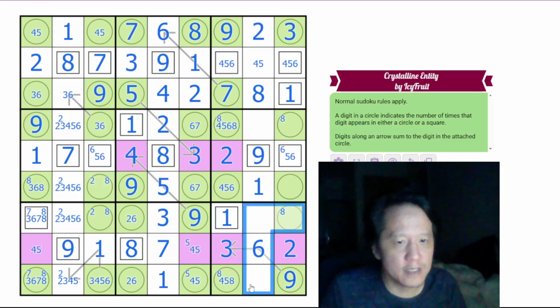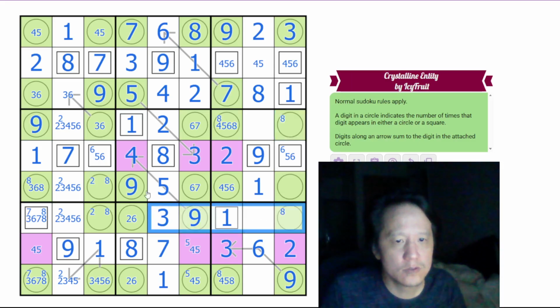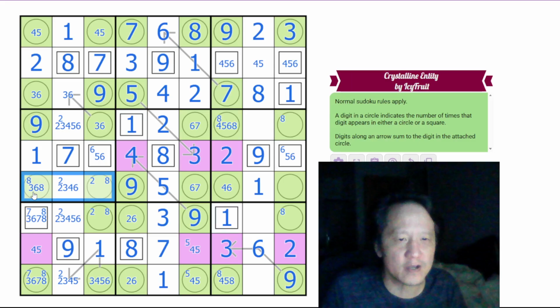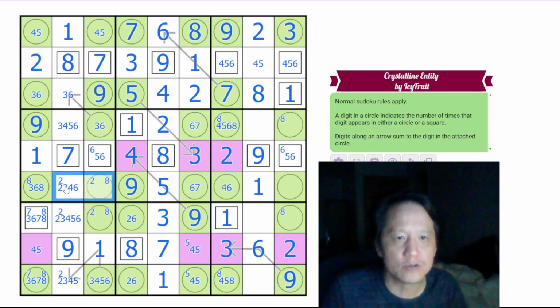Remaining digits in... This can't be 5 because of the 5 in the row. This can't be 2. We don't know whether 2 is here or here.